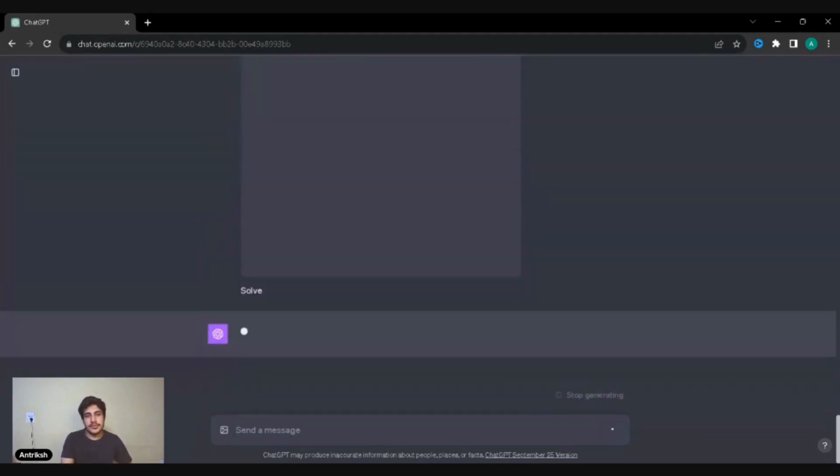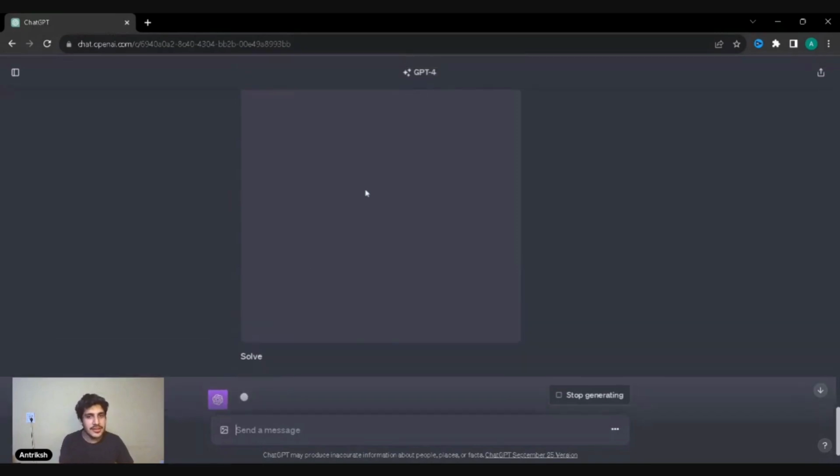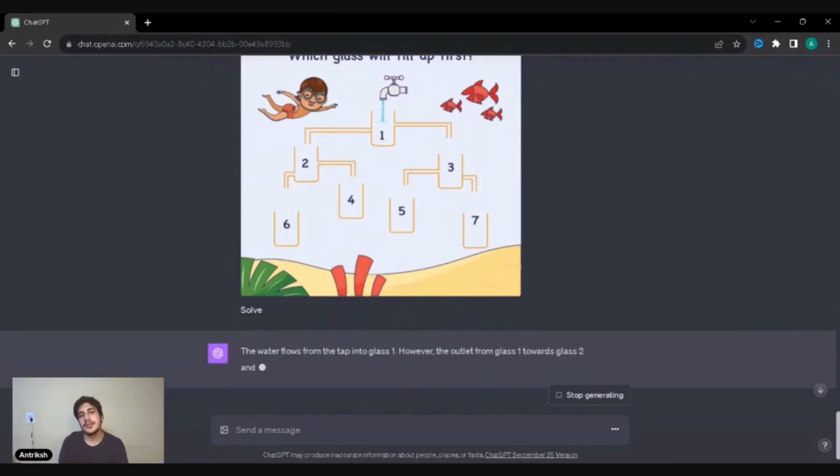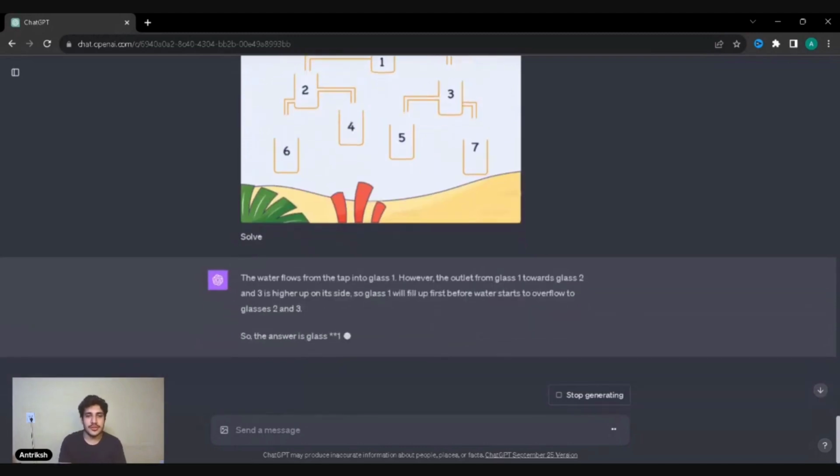Solve. So this one is a very common riddle, right? Which one's going to fill first? So let's see. However, the outlet from glass 1 towards glass 2 is squeezed higher up on it. So glass 1 will fill up first before water starts to overflow into glass 2 and 3. The answer is glass 1 will fill up first. So there you go. It has given its answer.